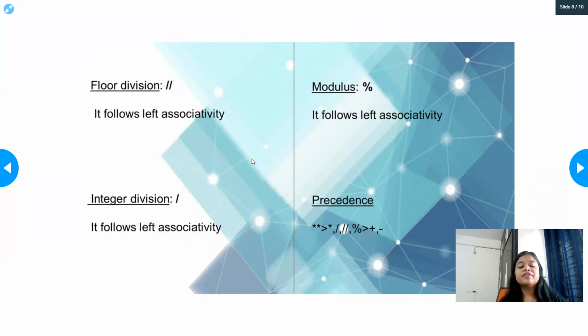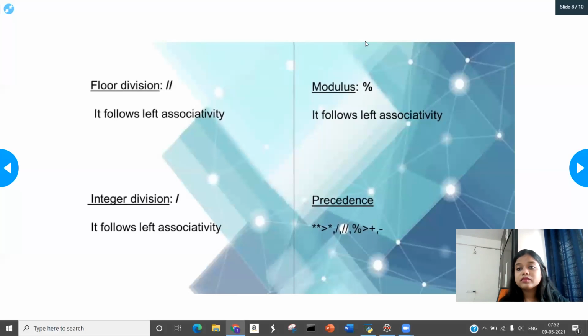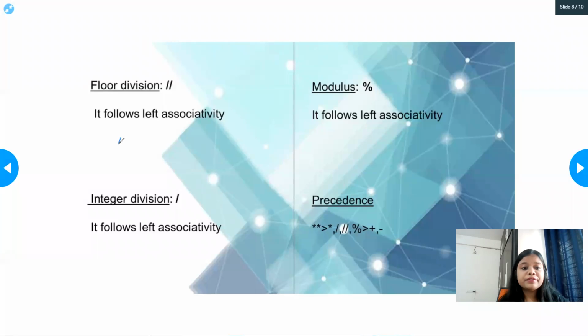Next coming to our float division, it follows left associativity, and then coming to integer division, it follows left associativity. So both of them follow left associativity. Now what is float division and what is integer division? So basically, if you do something of this kind, 5 divided by 2, you are going to get 2.5, right? So in float division you are going to get 2.5.